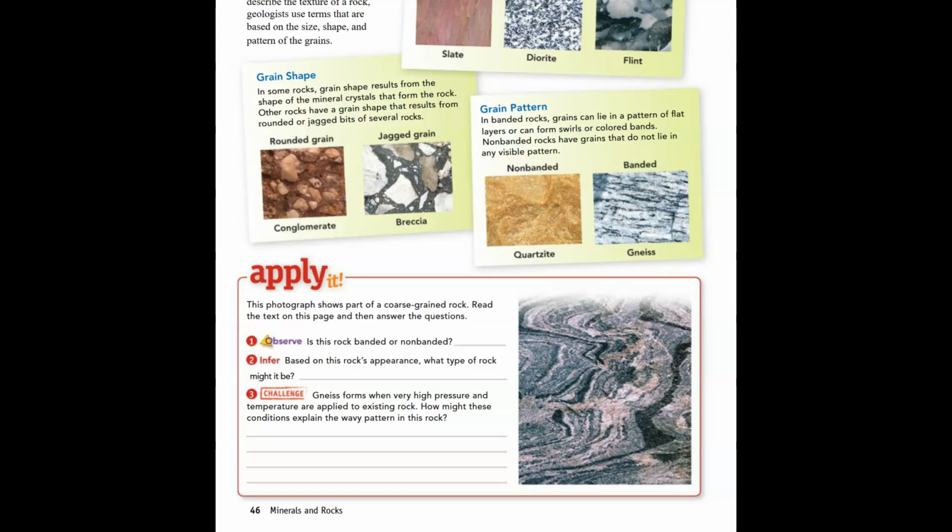Based on this rock's appearance, what type of rock might this be? Well, we have some rocks up above. The one that looks closest to it would be gneiss. It says gneiss forms when very high pressure and temperature are applied to existing rock. How might these conditions explain the wavy patterns of this rock? Well, the great temperature and pressure could have made the existing rock behave kind of like plastic when you melt plastic and it bends a bit. So it would reshape the rock to form the bands.